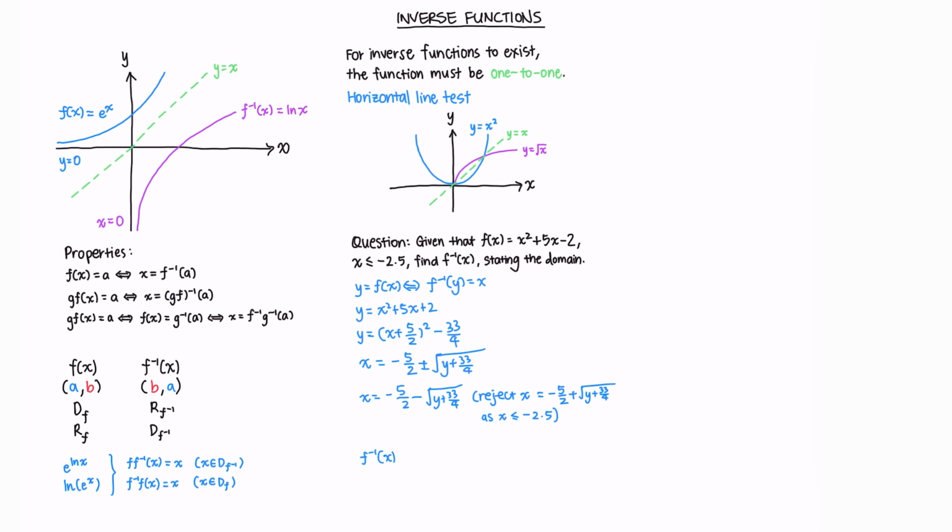F inverse x, we're just replacing the y for x, minus square root of x plus 33 over 4. And it wants us to state the domain. The domain of f inverse is actually the range of f. Remember from earlier? So let's find out what the range of f is.